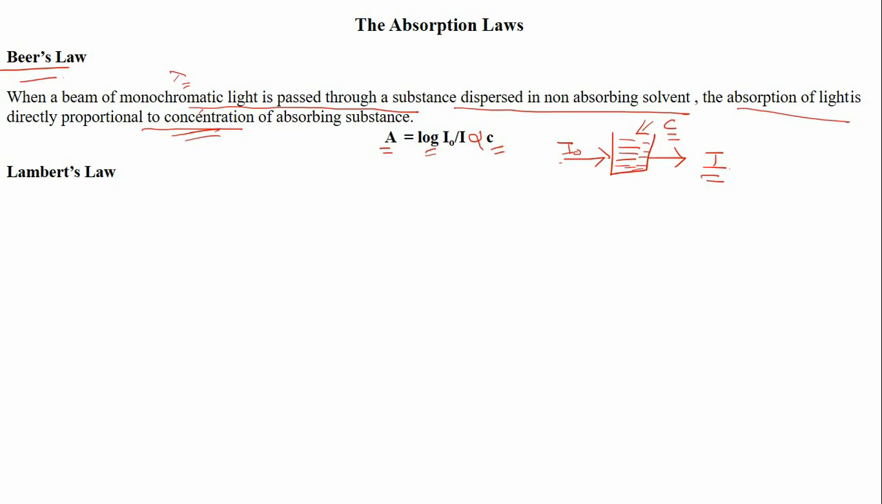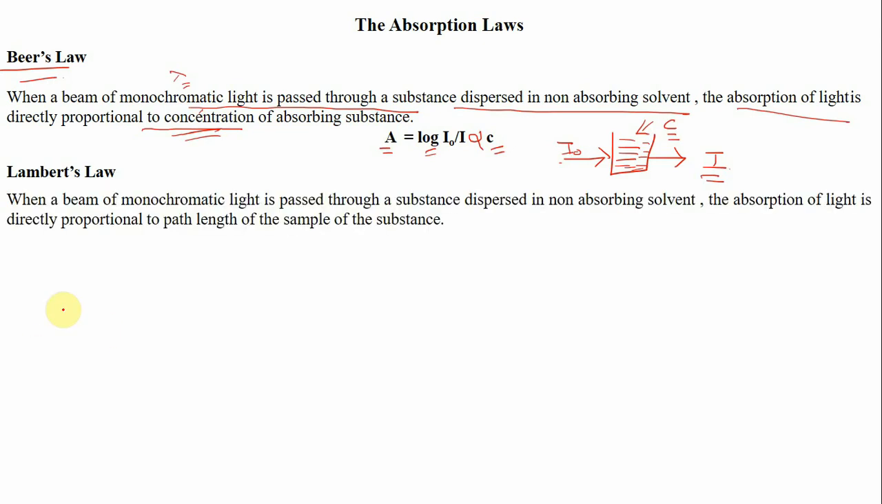Then we have Lambert's law. Lambert's law states that, again, when a beam of monochromatic light is passed through a substance dispersed in a non-absorbing solvent, the absorption of light is directly proportional to the path length of the sample of the substance. So what this means is, suppose you have these two samples, one is this sample and another is this sample.